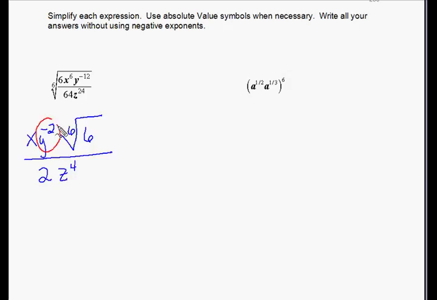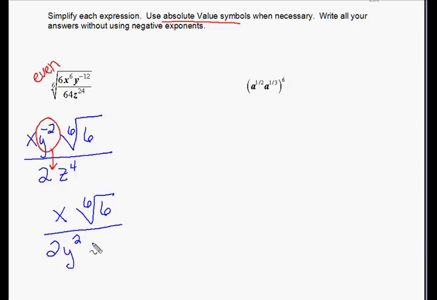We have a negative exponent here, and we can't have any answers with negative exponents, so we'll bring that down to the denominator. And this index was even, which means that we do have to be aware of using absolute value symbols. They are necessary. We have the absolute value of x, sixth root of 6, divided by 2 y squared z to the 4th.